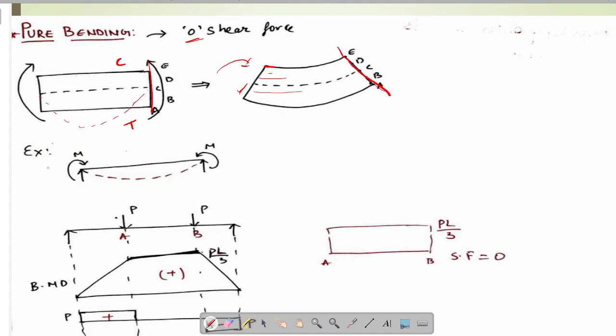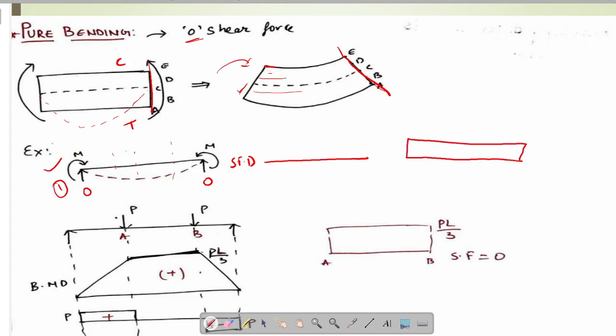Now, let's see some practical examples where we can see the pure bending case. The first case is a simply supported beam with a clockwise moment and an anti-clockwise moment at both supports. Here, there is no shear force acting at any section of the beam. This is the shear force diagram of this beam. Because of these two moments, there won't be any reaction force, so there won't be any shear force acting. Whereas the bending moment diagram looks something like this, with magnitude M. That means in this case there is only bending moment and no shear force. So this condition is a pure bending condition.